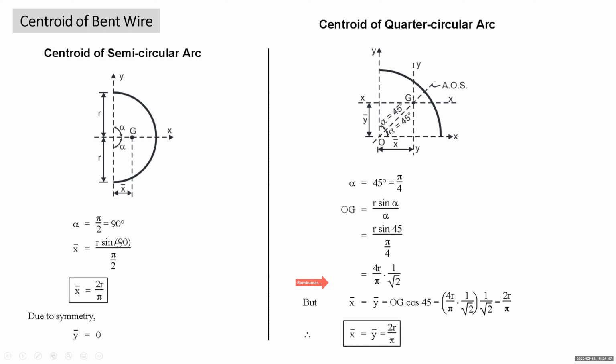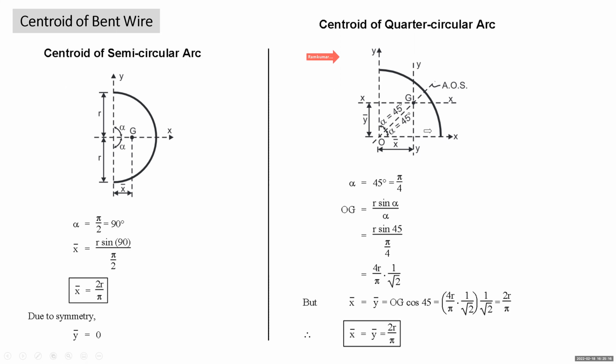So x bar is r sin alpha upon alpha. Here we substitute in degrees for ease of calculations, because if you substitute in radians, pi by 2, then you have to change the mode of the calculator to radian. If you want to keep the calculator in degree mode, as we normally do, you can substitute in degrees here, and in radians in the denominator. So x bar is obtained as 2r upon pi, and y bar will be 0 for this circular arc. Now come to this quarter circular arc.